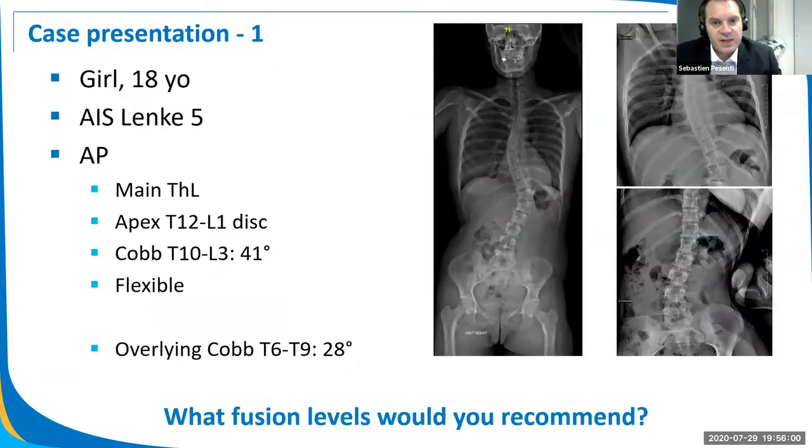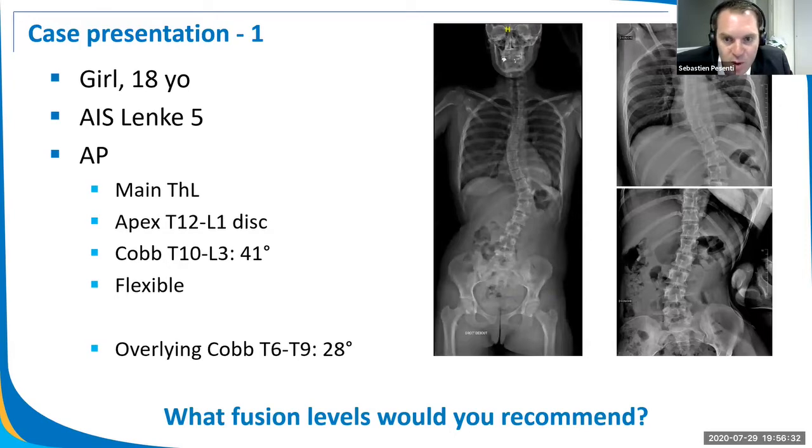So the first case is the case of an 18-year-old girl with a Lenke 5 scoliosis. She has a curve located in the thoracolumbar area. The apex is located at the T12-L1 disc, and the Cobb angle from T10 to L3 is 41 degrees, with quite a coronal imbalance.